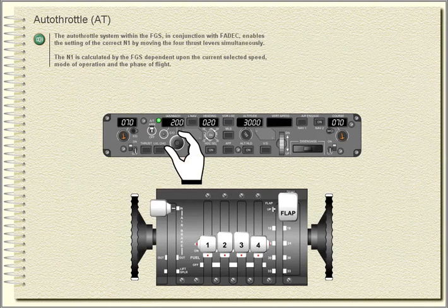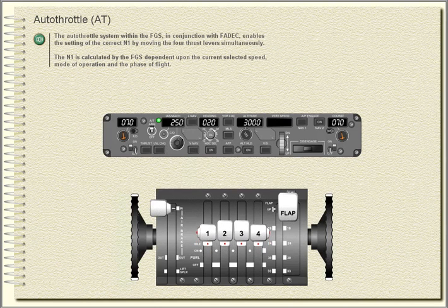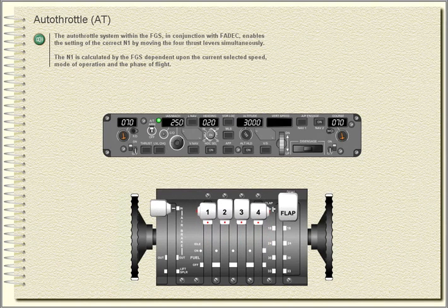Auto-throttle. The auto-throttle system within the FGS, in conjunction with FADEC, enables the setting of the correct N1 by moving the 4 thrust levers simultaneously. The N1 is calculated by the FGS dependent upon the current selected speed, mode of operation and the phase of flight.